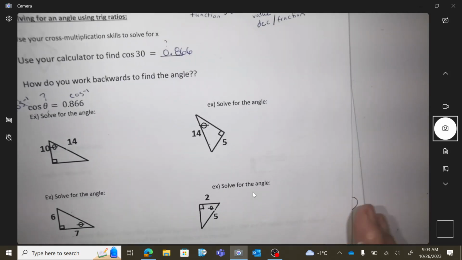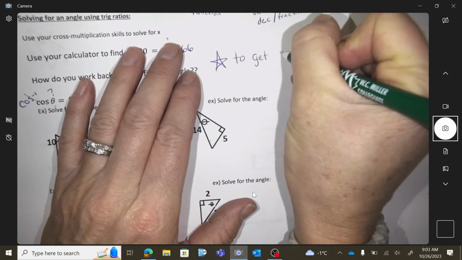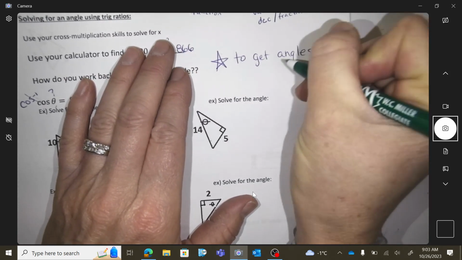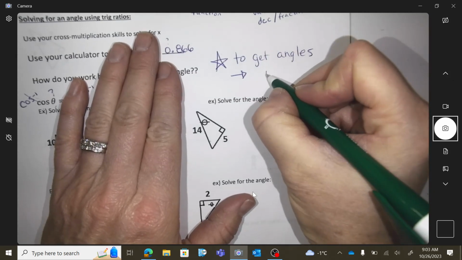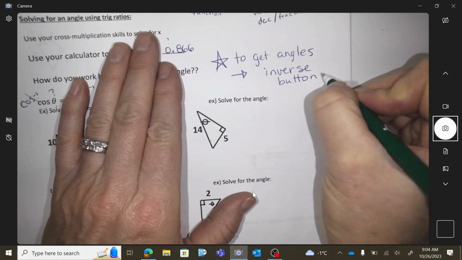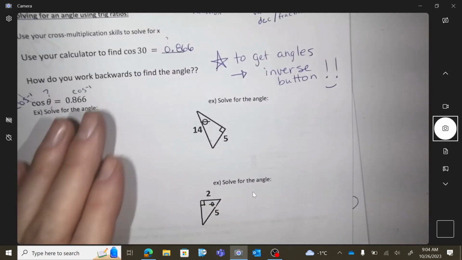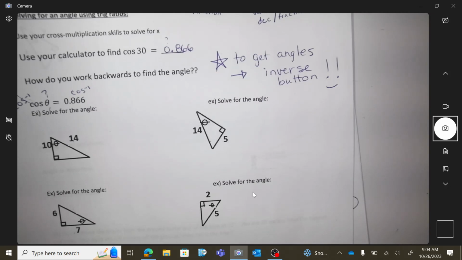Okay. So let's make a rule. To get angles, we're always going to use the inverse button. Always. So always when you need an angle, you're going to be doing some kind of inversing. Okay, and then that carries on. In grade 11 when you learn trig, that's the same idea that you'll do.